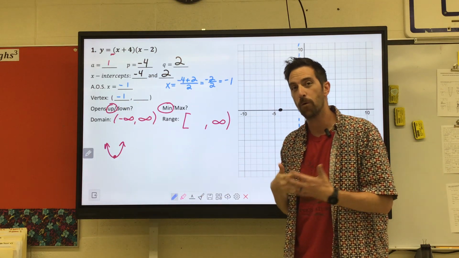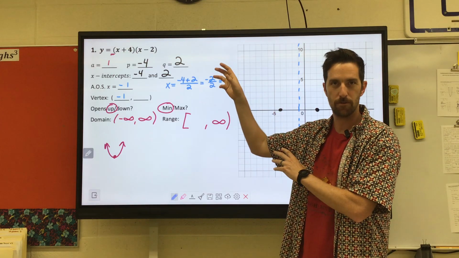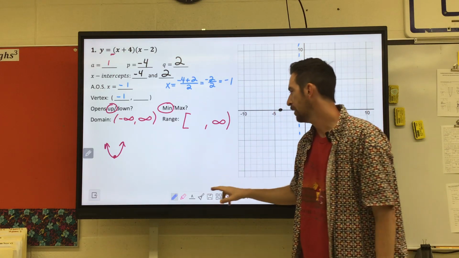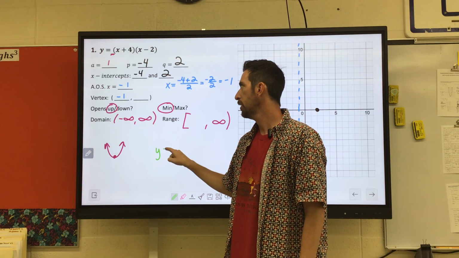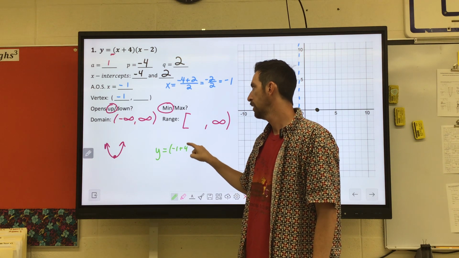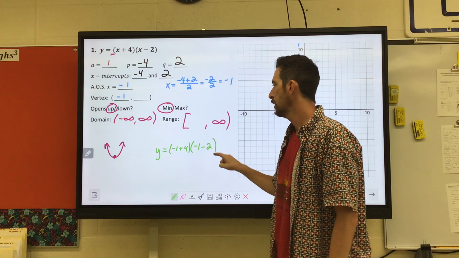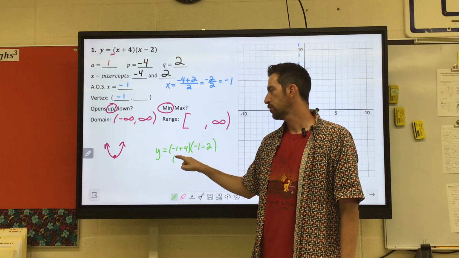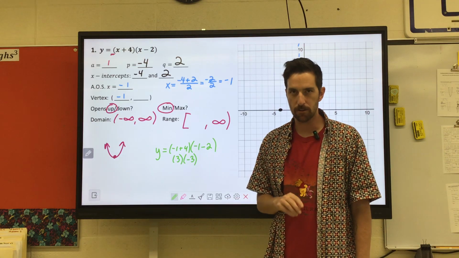How we found the y-coordinate of the vertex was you substitute that x into the original equation, you solve it, and you get your y. So if we put that in for the x's here, we're going to have y equals x plus 4, so negative 1 plus 4, times x minus 2, negative 1 minus 2. So negative 1 plus 4 is 3, negative 1 minus 2 is negative 3, and I'm going to let you in on a little secret here.